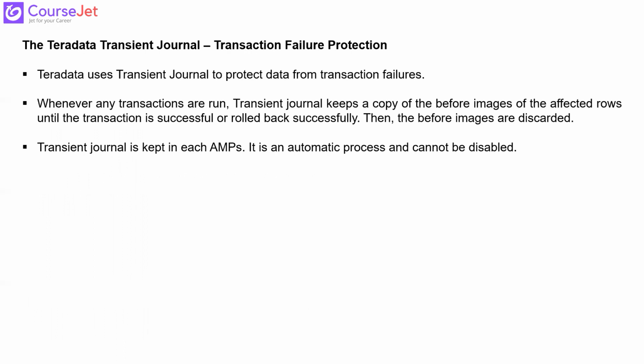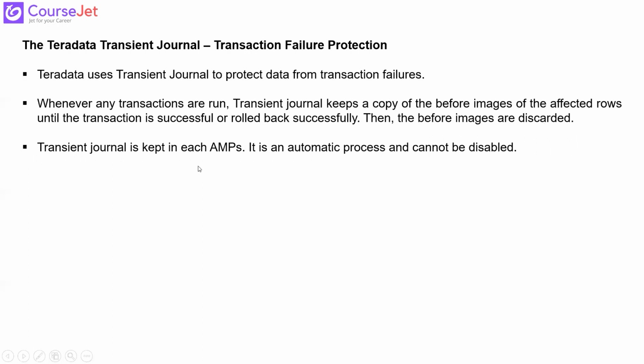even if you aborted in between the transaction, the transient journal will apply the rows back as a rollback. Whenever any transaction is run, the transient journal keeps a copy of the before image of the affected rows until the transaction is completed successfully. Once the transaction is completed, the before image, the snapshot, will be discarded.